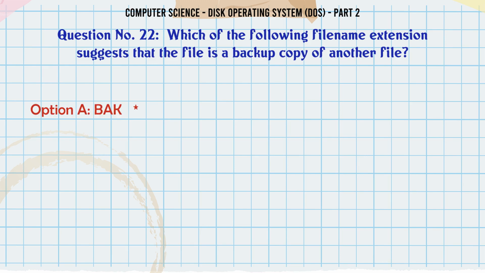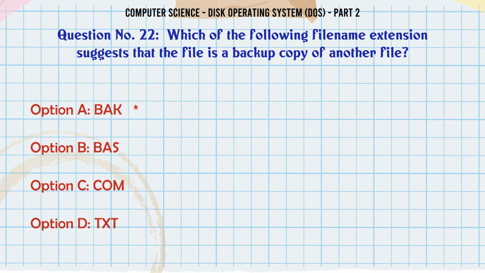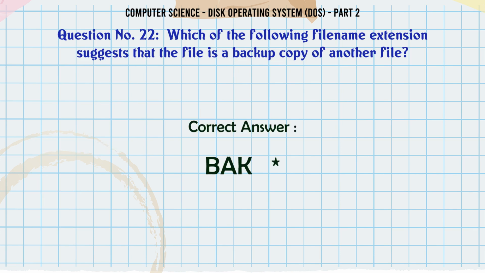Which of the following file name extensions suggests that the file is a backup copy of another file? A. BAK. B. BUS. C. COM. D. TXT. The correct answer is BAK.